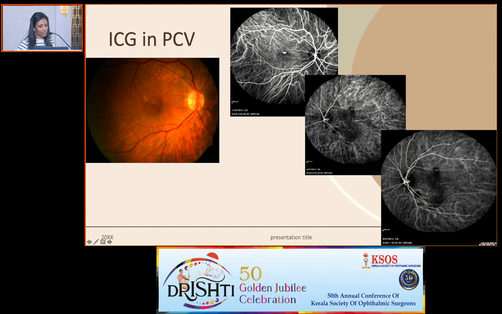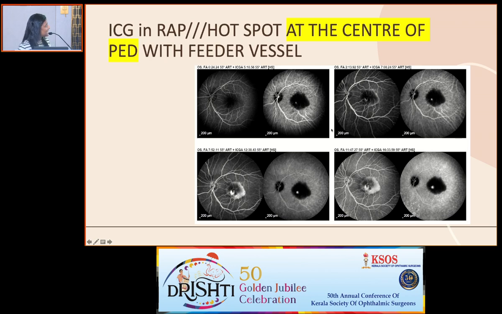So as fundus fluorescein angiography helps in type 1 and type 2, ICG helps in diagnosing PCV as well as type 3 RAP. The classic features will be early nodular hyperfluorescence arising from the choroidal circulation in the first 6 minutes, and the branching vascular network appearing within the first minute of dye injection. And in RAP on ICG, you will see a hotspot at the center of the PED, whereas in PCV it will usually be at the edge of the PED.